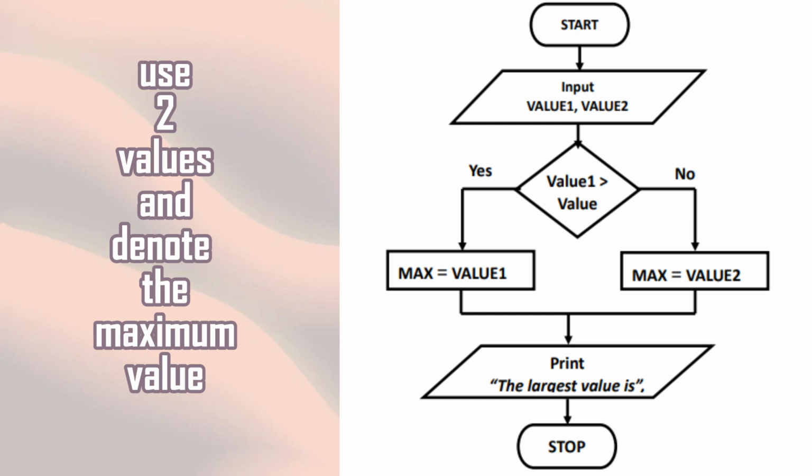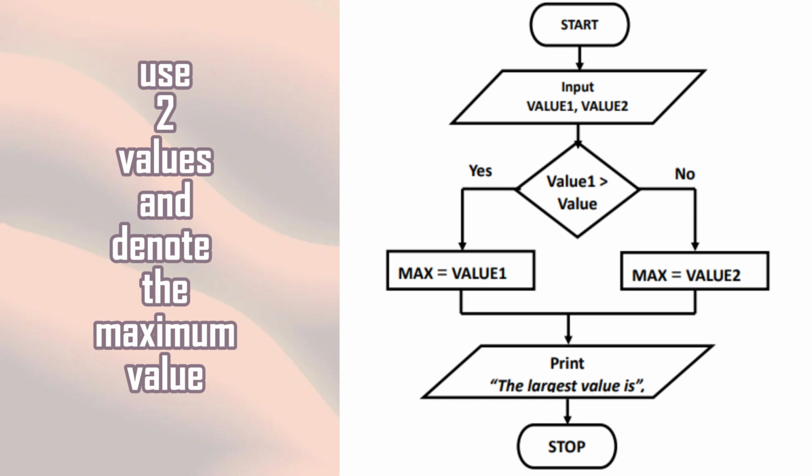In the next box, the decision diamond box, you have to check whether value 1 is greater than value 2. If the condition is yes, then the maximum value will be value 1, and if the condition is not satisfied, then the maximum value will be value 2.